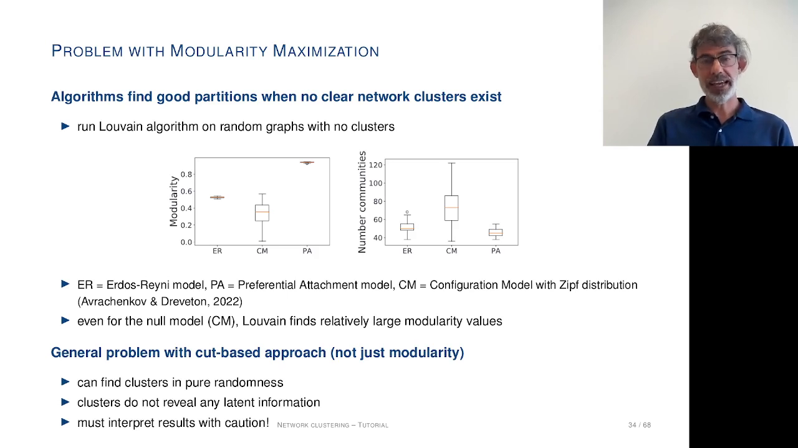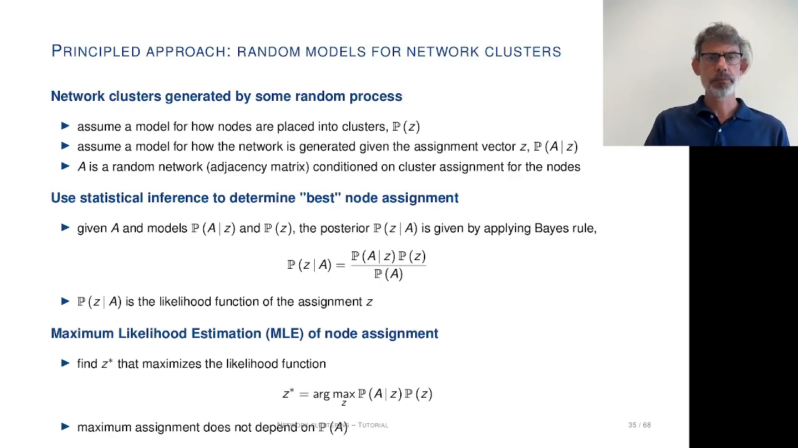It's not the case that the clusters mean any particular information. Good. So that leads us to a principled approach for community detection. Basically, the use of random models that can generate network clusters and that we can use to infer community assignments or clusters. So now let's assume that network clusters are generated by some random process.